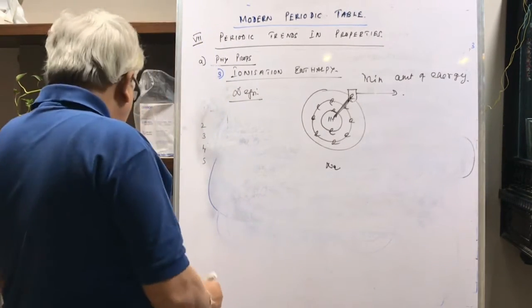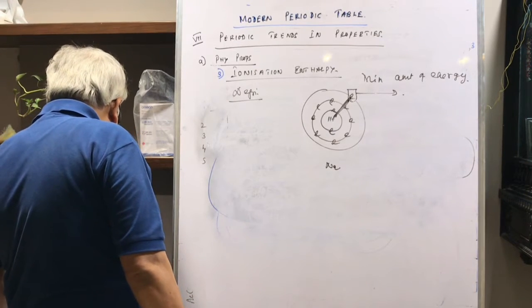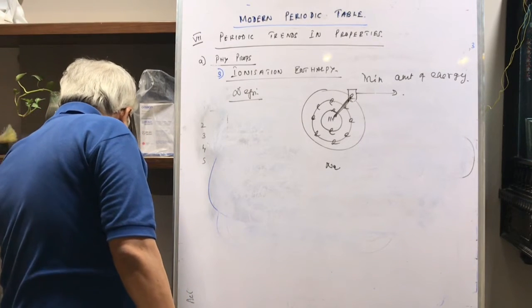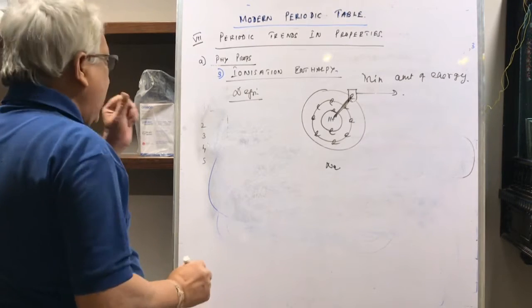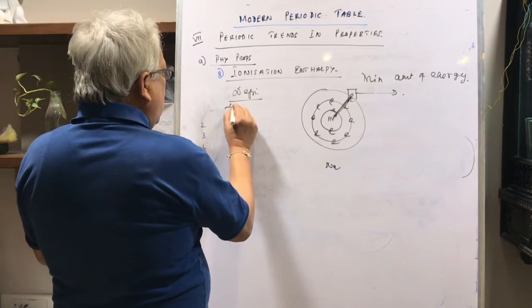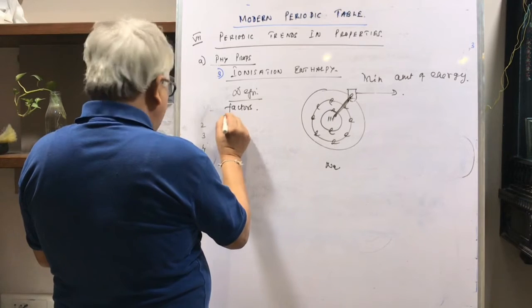All right. Now this ionization enthalpy depends upon 4 factors. So what are the factors which matter?